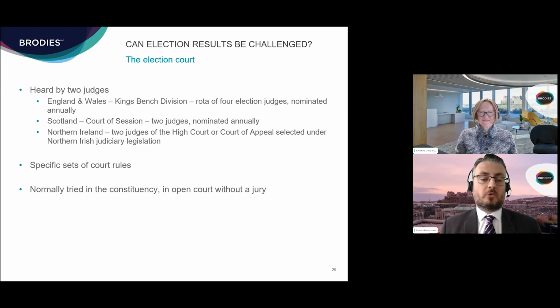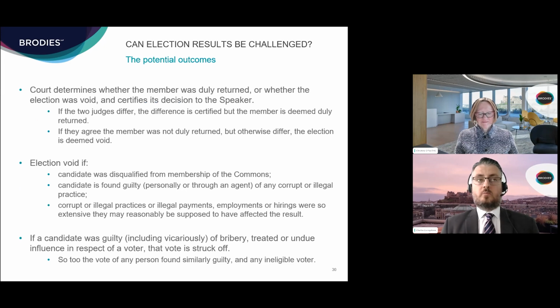There are specific sets of court rules for election petitions, and they're normally tried in the constituency in open court without a jury. There's some flexibility around that in England and Wales, but I think not in Scotland. I think it has to be in the constituency. On our next slide, what can happen.